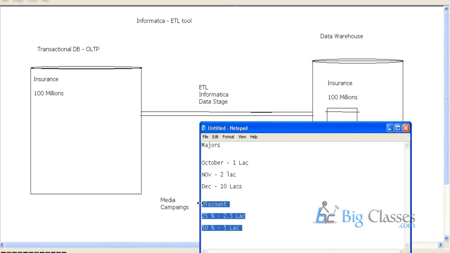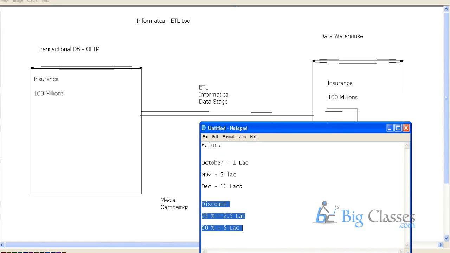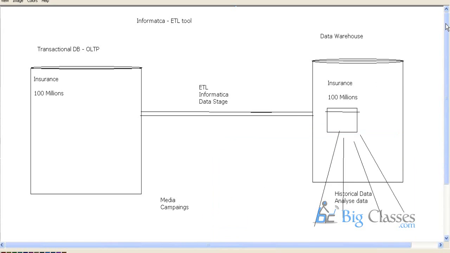Any questions so far? Clear? So it's a general example I tried to provide. This is the purpose of the warehouse in general. Okay.